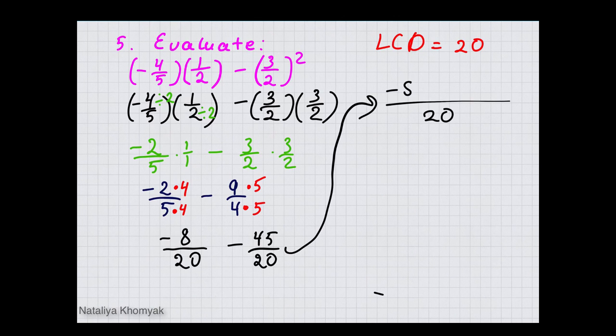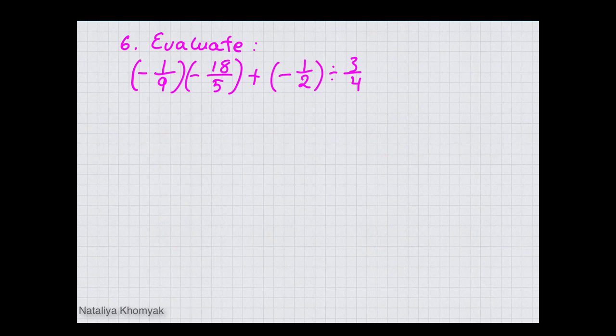Now we want to bring everything over the common denominator of 20. So negative 8, negative 45, still 20. Same sign, we're going to look for the sum, and it will be negative. 45 plus 8 will give us 53. Evaluate negative 1 out of 9 times negative 18 out of 5 plus negative a half divided by 3 out of 4.